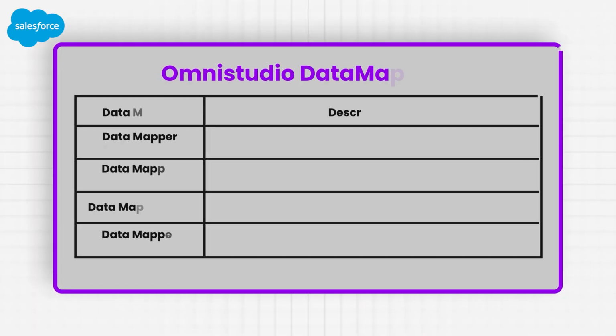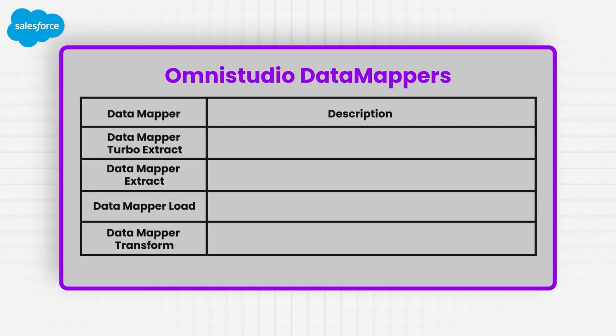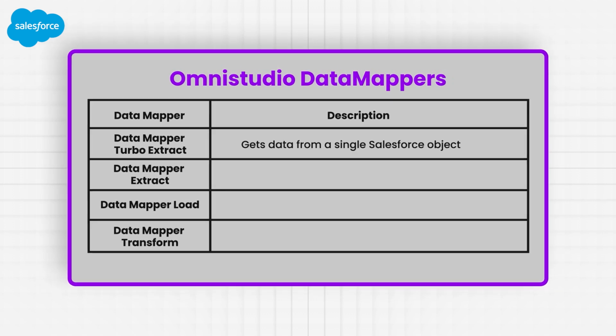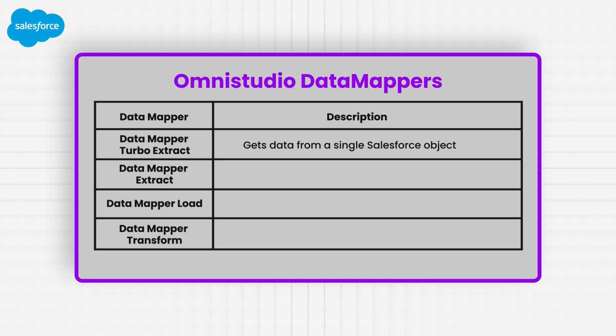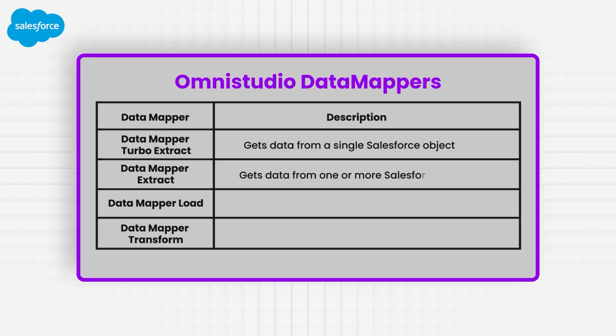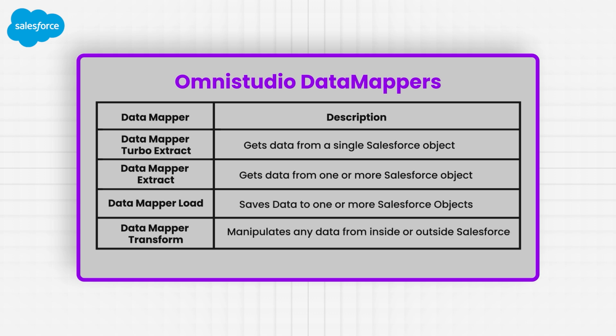Types of data mappers that we have. We have 4 different types of data mappers. A Datamapper Turbo Extract, which is used to extract one single object from Salesforce, and a Datamapper Extract, which we can use to extract more than one Salesforce object. A Load, which is used to save and update data into Salesforce, and a Transform, which basically manipulates data into the format that we want, from JSON to XML, or maybe a JSON format that is expected in the downstream systems. So this is the basic description of what a data mapper is in Omni Studio. We'll look at it in detail in the upcoming videos.